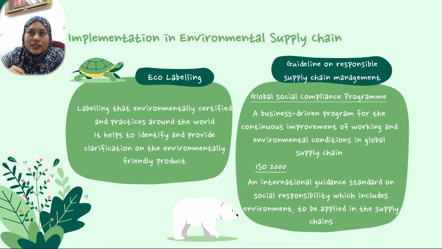The second one is a guideline on responsible supply chain management. There is one program which is the Global Social Compliance Program. This program is actually a business-driven program for the continuous improvement of working and also environmental conditions in the global supply chain. For example, ISO 2000. ISO 2000 is an international guidance standard on social responsibility, which includes environment, to be applied in the supply chain.